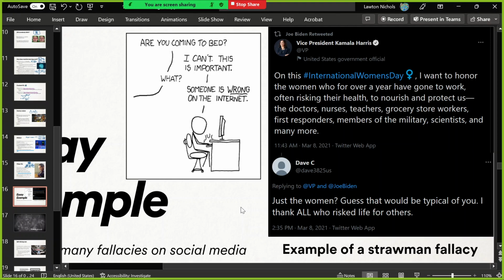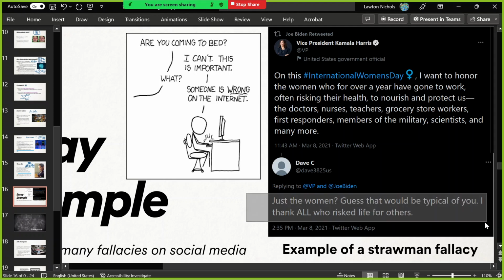And so let me try to explain it. So you'd set the scene in your essay, but here's the tweet. "Just the women. Guess that would be typical of you. I thank all who risked life for others." And so this is a good example of a straw man fallacy, because this response is putting words into the vice president's mouth. I have no reason to believe that the vice president only wants to thank women. Like, she does not want to ever thank any male doctors, any male nurses, because that is exactly what this reply is saying, right? Do you see how this person is putting words into the vice president's mouth? That's a straw man fallacy.